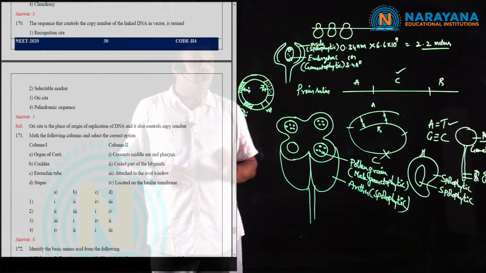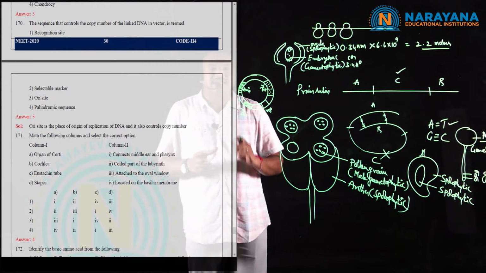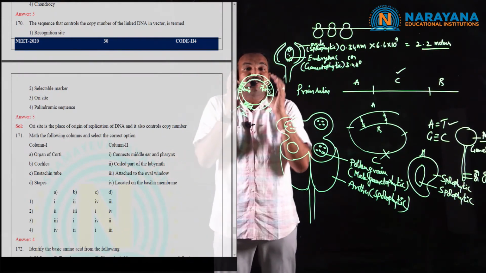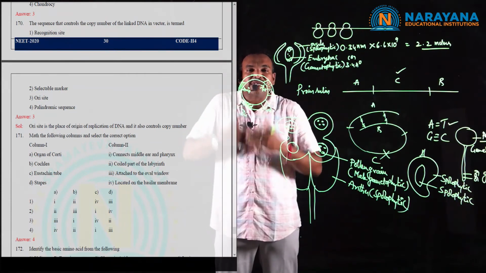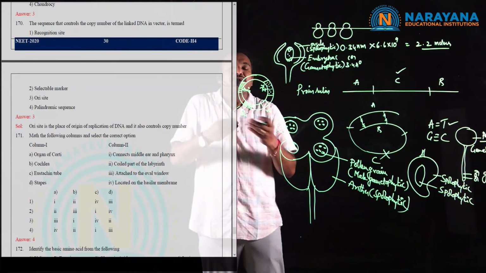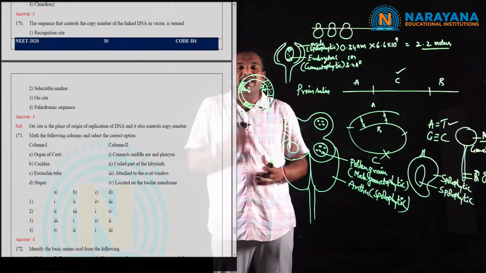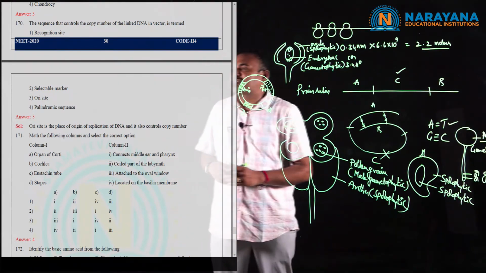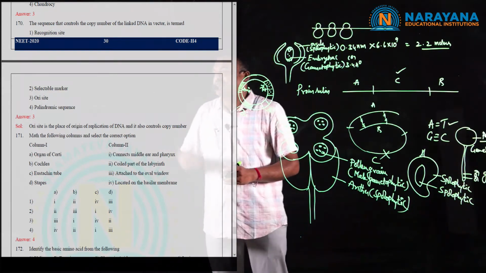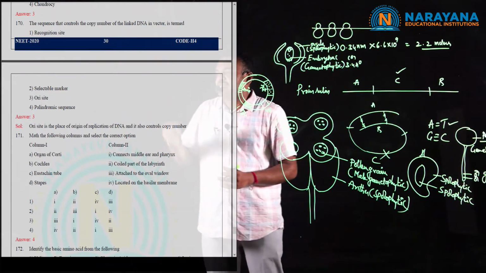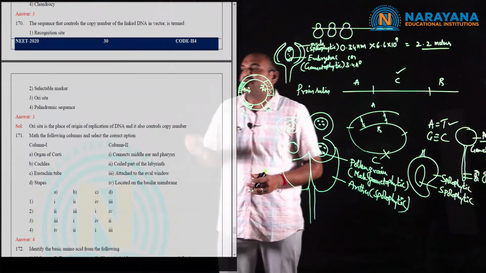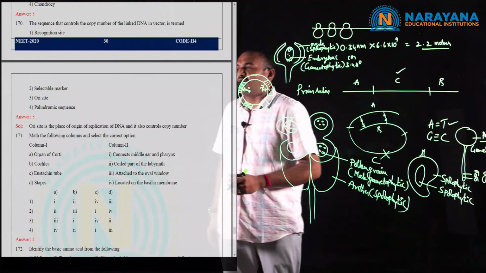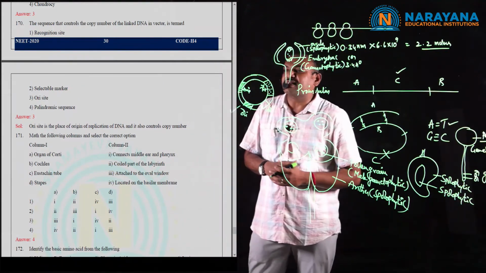This ORI site, origin of replication, is useful for initiating the replication process as well as controlling the copy number. That means during gene cloning, the production of multiple copies of the desired gene is called gene cloning. That cloning process is controlled by this ORI sequence. And what are the given options if you observe? First one is recognition site, second one is selectable marker, third one is ORI site. So ORI is responsible for controlling the copy number. And next one is question number 172.